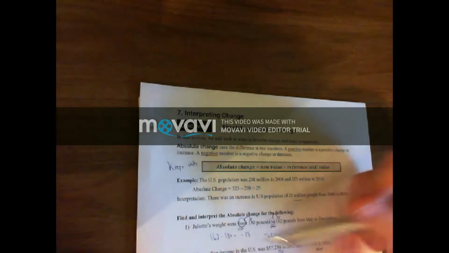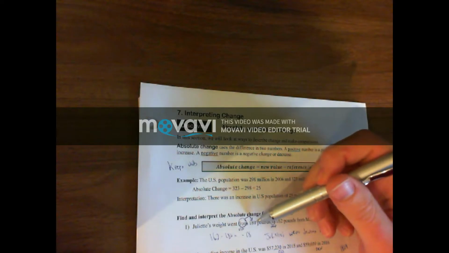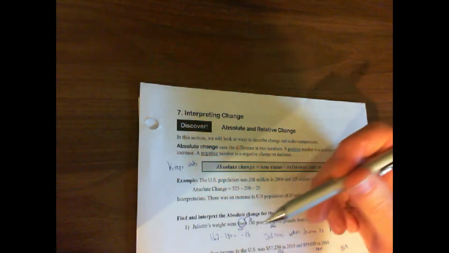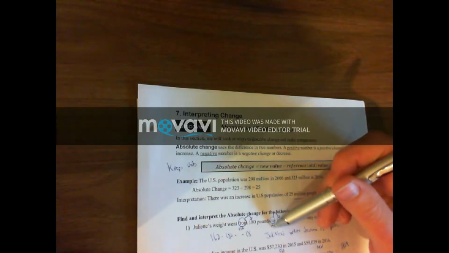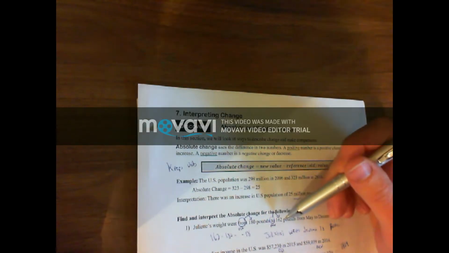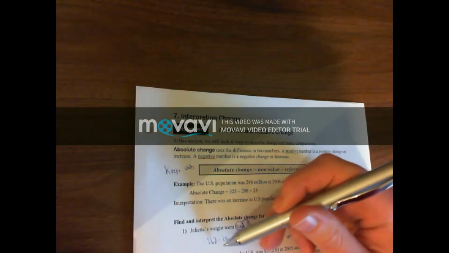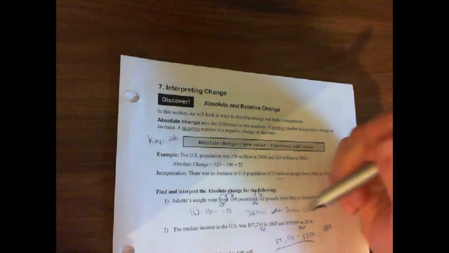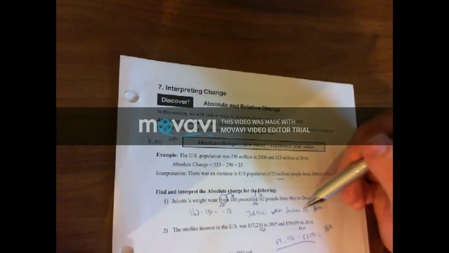So just looking at some examples down here, find and interpret the absolute change. Juliet's weight went from 180 pounds. Notice I have circled from here. That means old, because if it's from something, that's the old value or a reference. To, indicating the new, 162 pounds from May to December. So if we just take the difference, 162 minus 180, that's negative 18. Which means if we were to interpret that, Juliet's weight decreased 18 pounds from May to December.